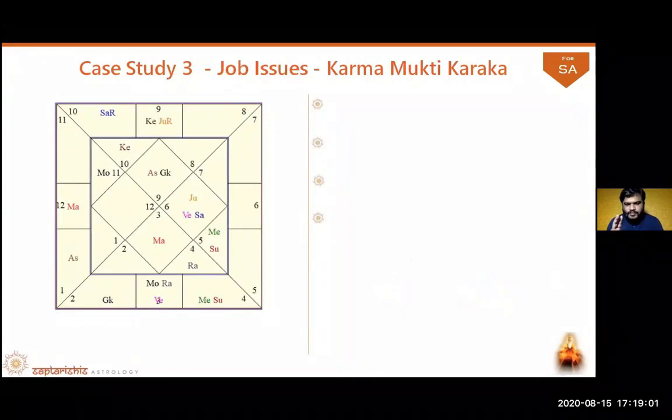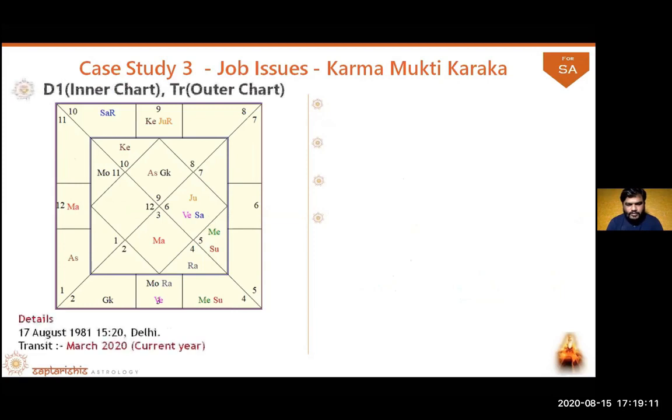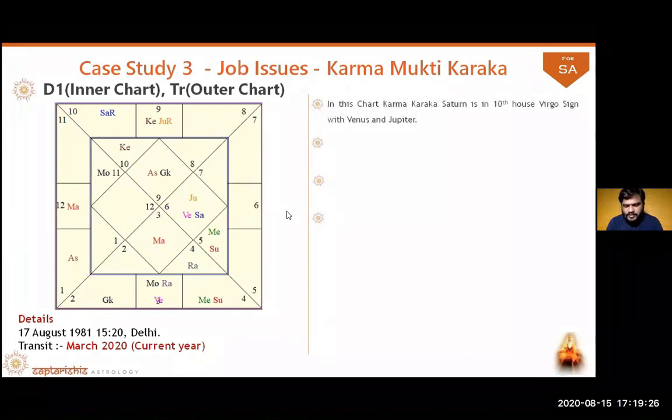Now see the result of Ketu and Saturn, the Karma Mukti Karaka. Now we have to study the transit of Ketu and Saturn only. This is another horoscope. I have mentioned the details in the PPT: 17th of August 1981, 15:20 p.m., Delhi. This is the latest case. We are studying the current transit.